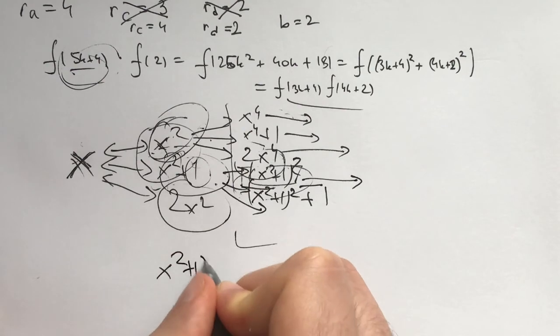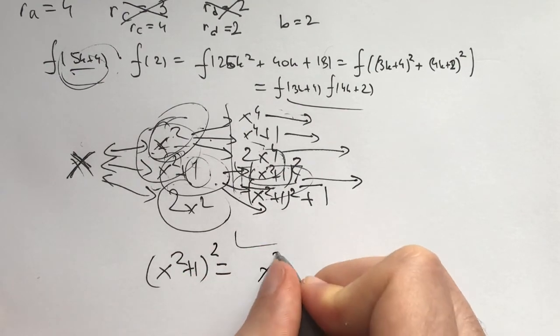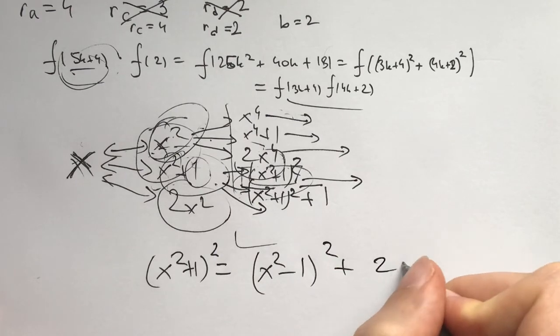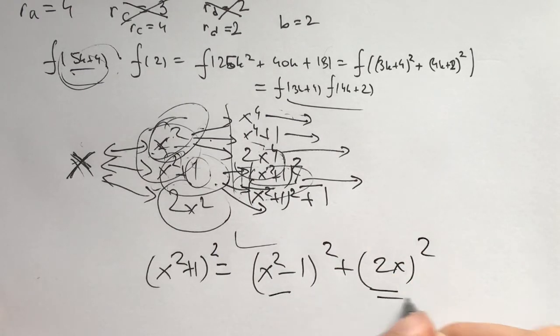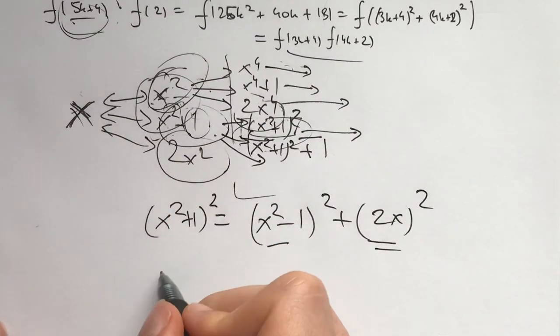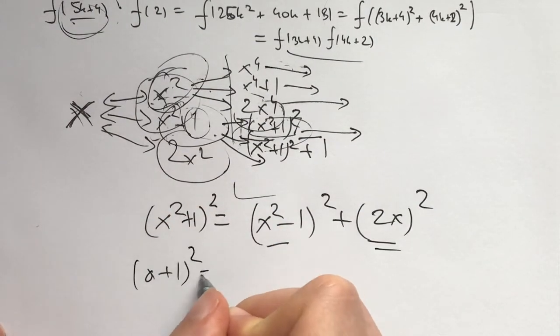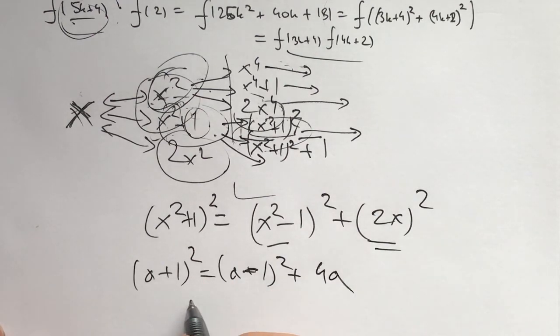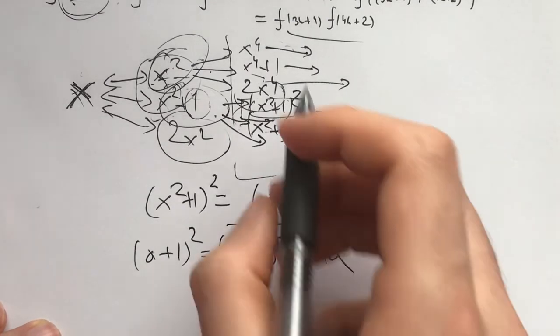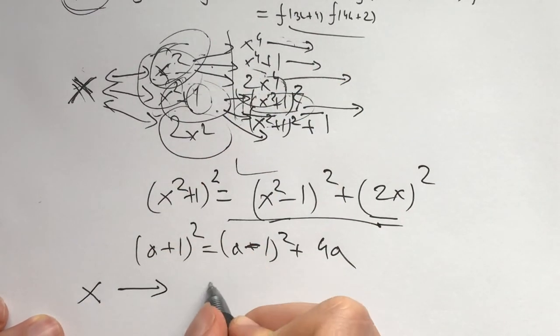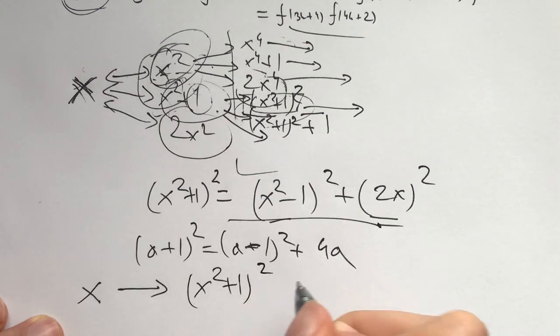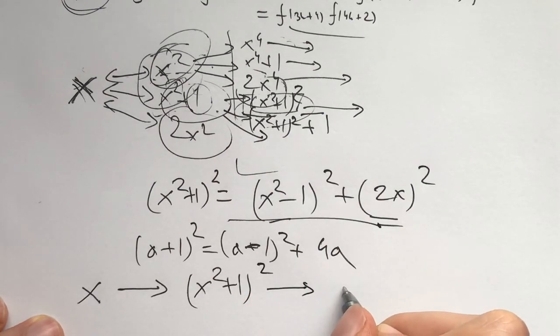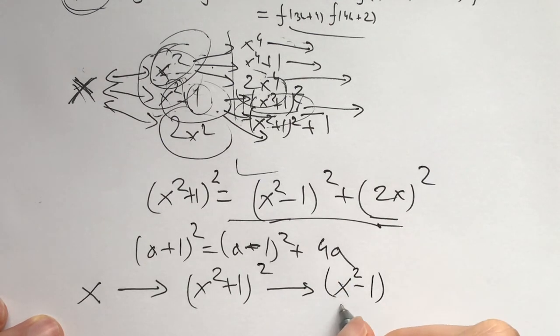And the way it could be written as a sum of two squares is the following way. This is (x minus 1) squared plus (2x) squared. This is using the identity that (a plus 1) squared is (a minus 1) squared plus 4a. And now with this, you know that from x, you can get to (x squared plus 1) squared. And from here, you can get to numbers, what is this? x squared minus 1 and 2x. So now it's a matter of checking this out.